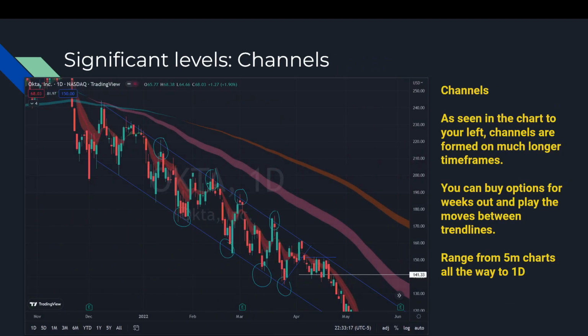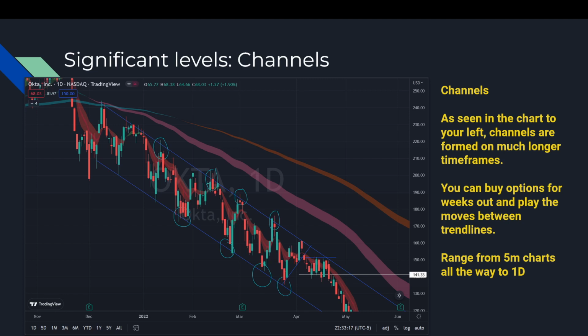So I'd refer to them as significant levels. This is the first right here on channels. As you can see in the chart to the left, they can be formed on a much longer time frame. You can also have them all the way down to a 5-minute. Obviously, if you remember from last class, the lower the time frame, the less significant it is. The higher the time frame, the more significant. So if you have a channel on a 5-minute, that's going to be much less significant than a channel on a daily or 4-hour chart.